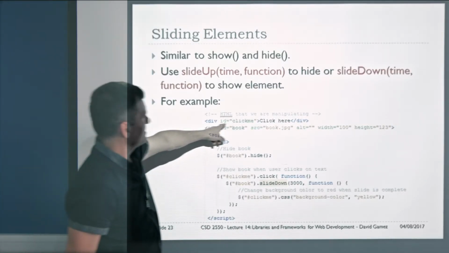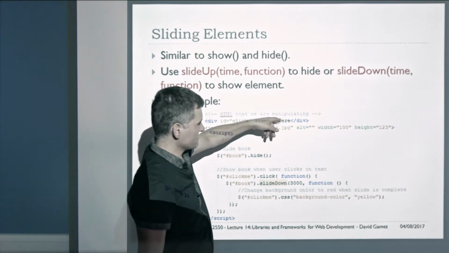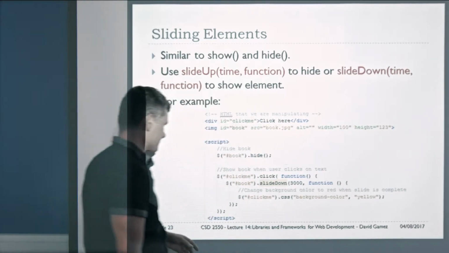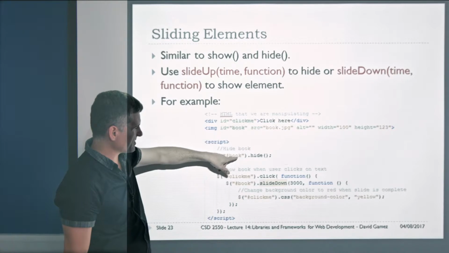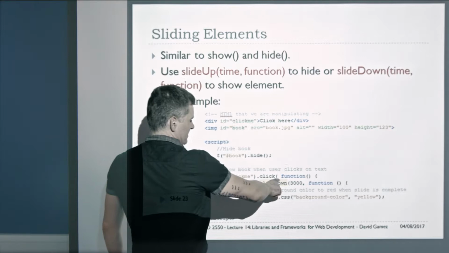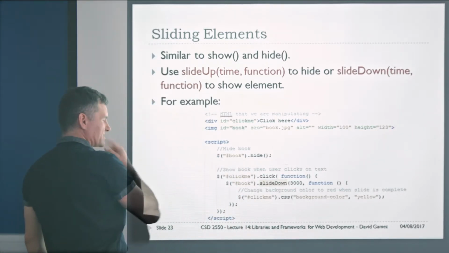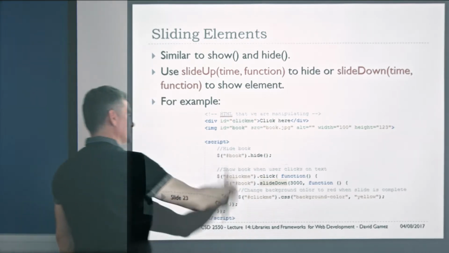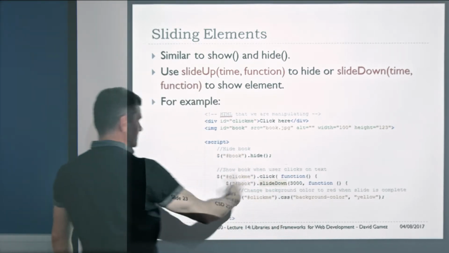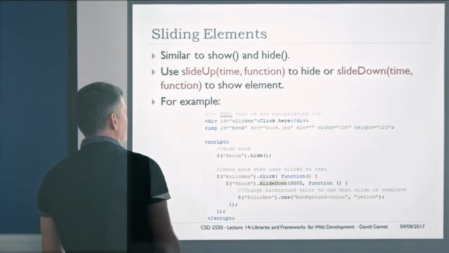So here we have the div with the ID click me. That's going to listen for the event of clicking. Here we have the book image with a certain width and height. First, I grab the book and hide it. And then I have the click event, and I assign that to an anonymous function that handles that click event, and it causes the book to slide down, as I showed you. And when it's completed, it executes another anonymous function, and that will change the background color to yellow.